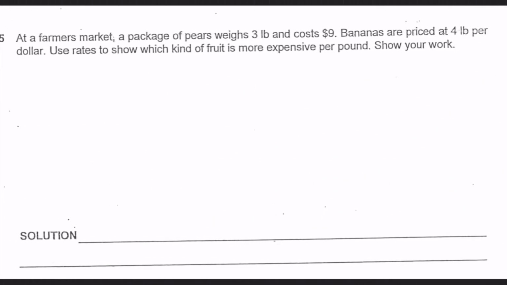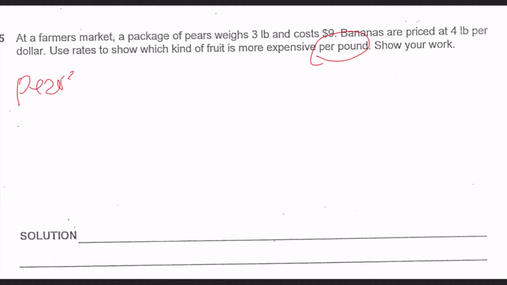Question 5 says, at a farmer's market, a package of pears weighs 3 pounds and costs $9. Bananas are priced at 4 pounds per dollar. Use rates to show which kind of fruit is more expensive per pound. We want to know the price per pound. Show your work. All right, let's start with the pears first.